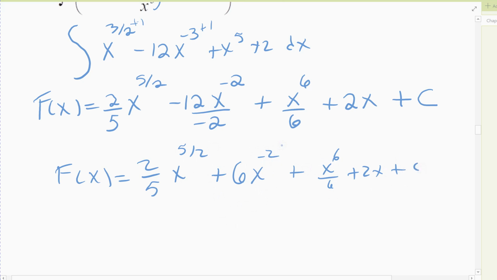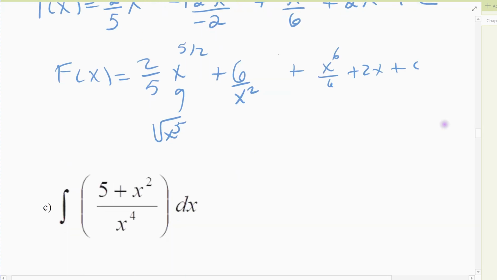So again, if you're looking at my lab, they might want you to rewrite that as 6 divided by x squared. But again, I'm fine if you leave it with fractions or negatives. Same thing with the 5 halves. They might want you to rewrite that as the square root of x to the 5th. Again, I'm fine with fractional powers. Just make sure you're careful with the MyLab stuff.